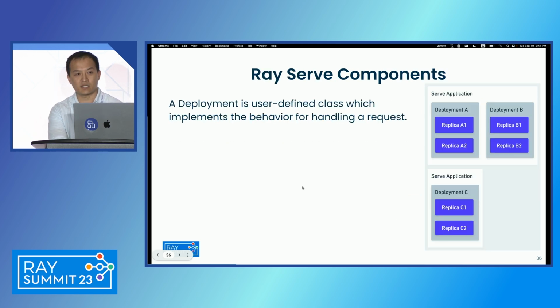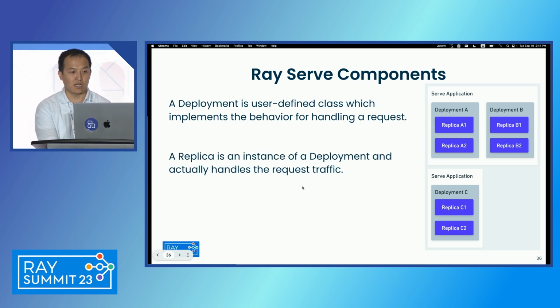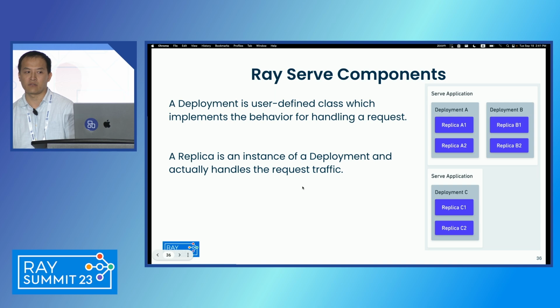I'm also going to introduce two main components of Ray Serve just to give you more context for the demo. The first is a Serve deployment. This is more or less a Python class that you can define that will implement the behavior you want for handling a request. The second concept is a replica. This is an instantiation of your deployment. It's a unit of scaling for Ray Serve to create copies of your deployment, and it can add and remove copies to handle an increase or decrease of traffic.